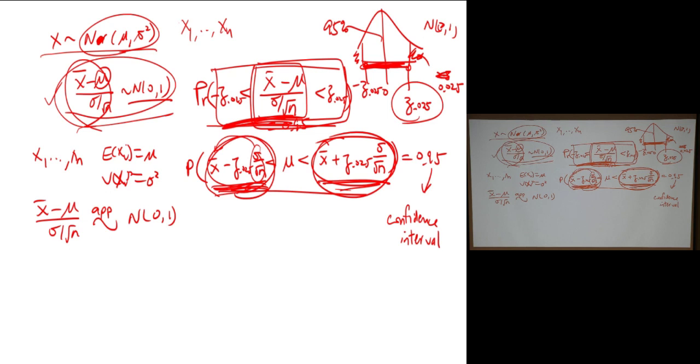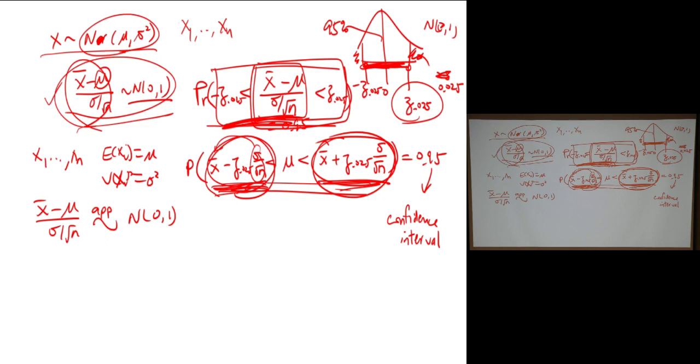Even if the population is not normal, I can apply the central limit theorem and still use this interval as an approximation. Why can we do that? Because of the central limit theorem. We are not working on the x. We are working on the x bar, which we know follows an approximately standard normal distribution after we adjust it.